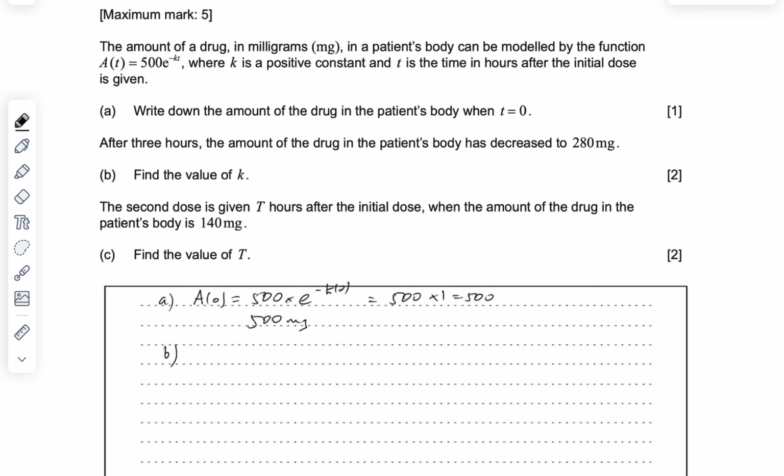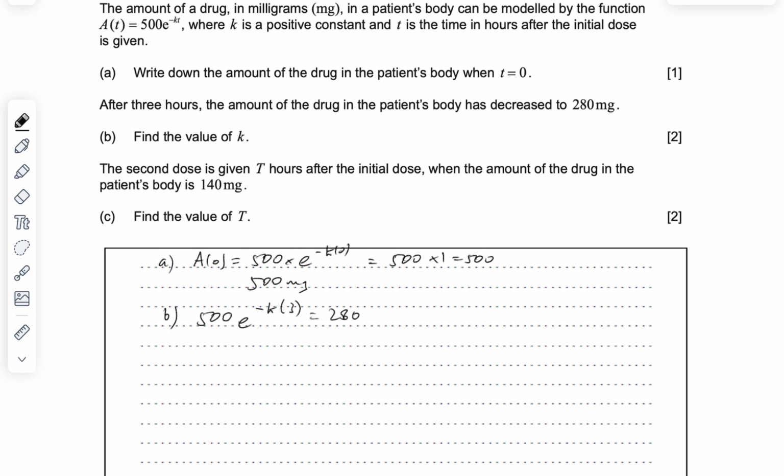Part B, after 3 hours, the amount of drug in the patient's body is decreased to 280, so we've got that 500 e to the negative k times 3 equals 280, and that's an equation. So if I plot that as one graph and that as one graph, the intersection point gives my value of k. I need to put x instead of k. So I need to do a sketch of that. Looks a bit like this.